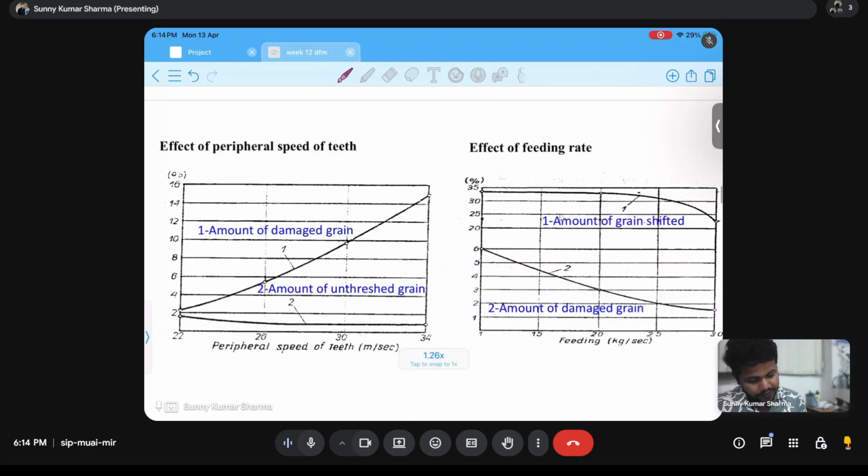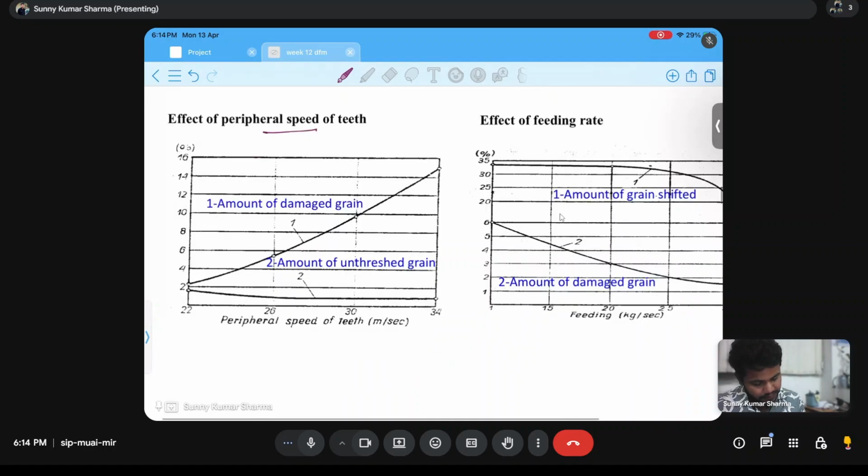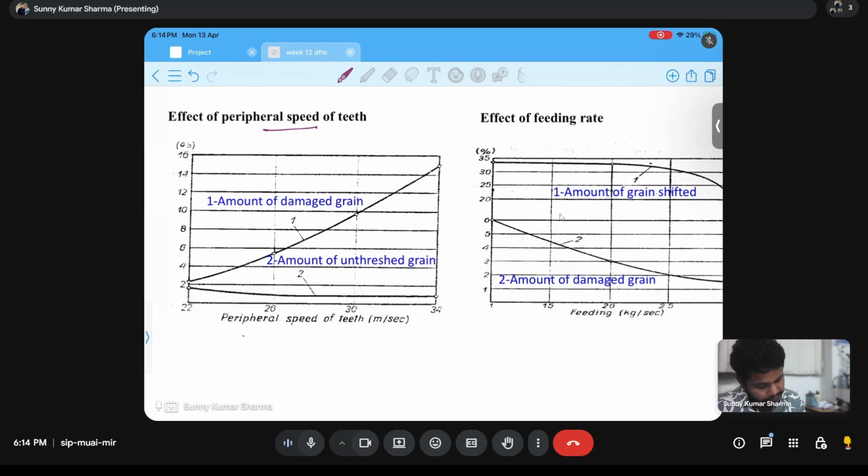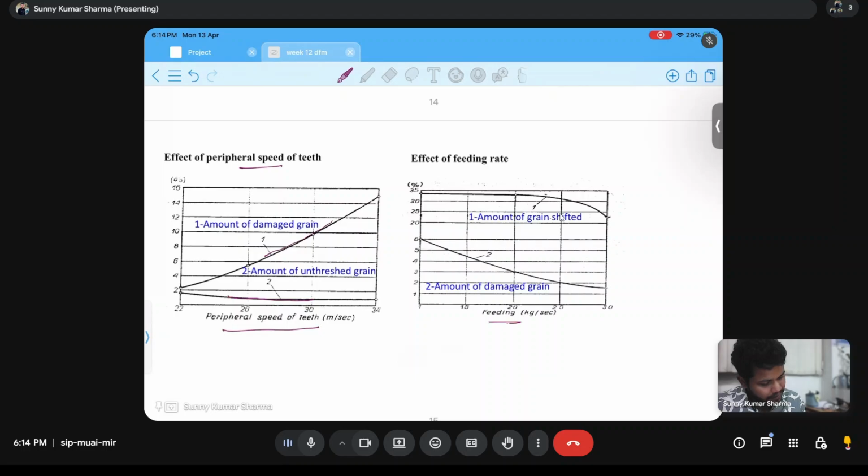Next thing is effect of peripheral speed of the teeth. Here is the peripheral speed of the teeth, the amount of damaged grain is this one, and the amount of unthreshed grain is this one. And this is for feeding rate, amount of grain threshed, amount of damaged grain. In the first case, if we are increasing peripheral speed, the amount of damaged grain is increasing, and if we are increasing feed rate, then the amount of damaged grain is decreasing.